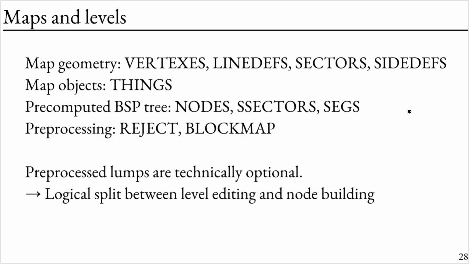So moving on to maps. Maps are this collection of lumps that describe the geometry and the objects in the map, and there's also, separately, almost a bunch of lumps created by a pre-processing step to pre-compute this binary space partitioning tree. And this is used for line of sight, for visibility, and a bunch of other stuff. I won't go into detail on this, but technically it's a separate step, and these are somewhat optional.